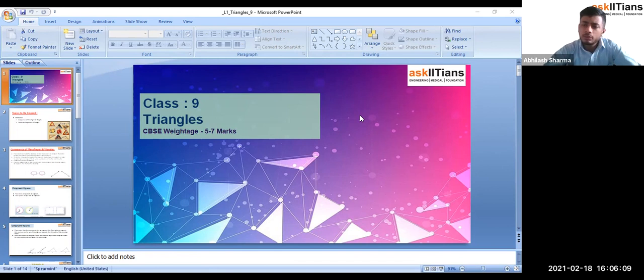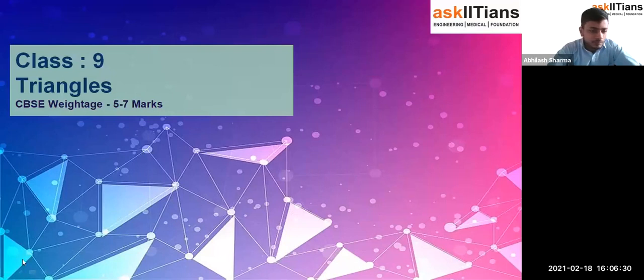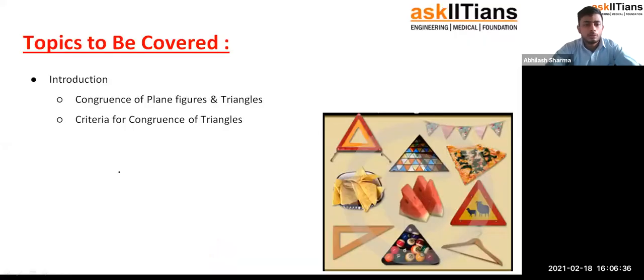Some basic properties of triangles we have already studied in lower classes and in the previous chapters, like the angle sum property, right? What is the formula of the area of a triangle? Half into base into height. So some aspects of geometry related to triangles we already know. Now let us see what we have here in this particular chapter. So here we have a few topics that we need to cover.